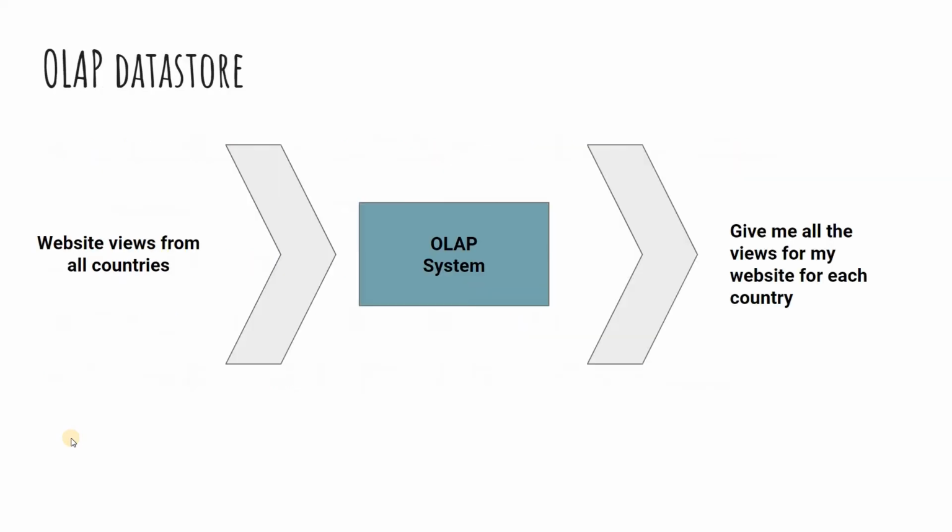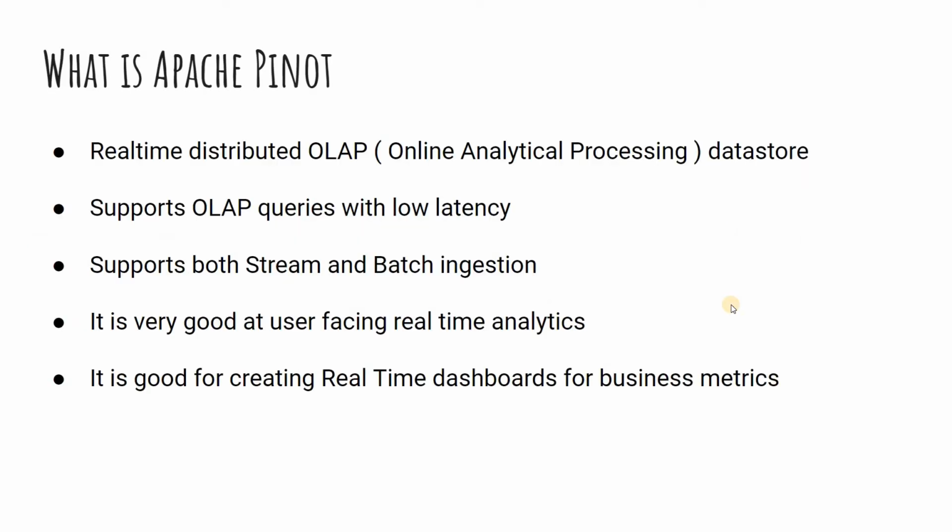Let me give an example. Let's say that you have a website wherein you want to know the number of views your website is getting, and you want to get the view data based on the country. In this case, all your website view data will go into the OLAP system and then you can run a query on the OLAP system wherein you can ask it to provide you all the views for your website for each country. In case of Pinot, these OLAP queries run with a very low latency.